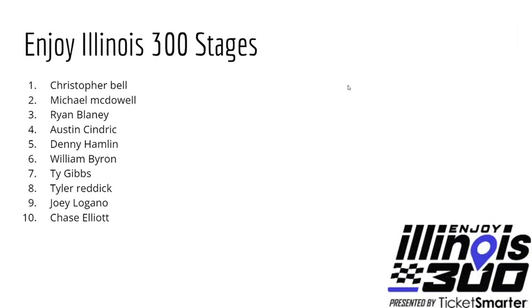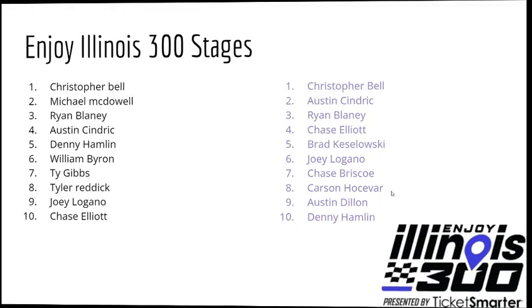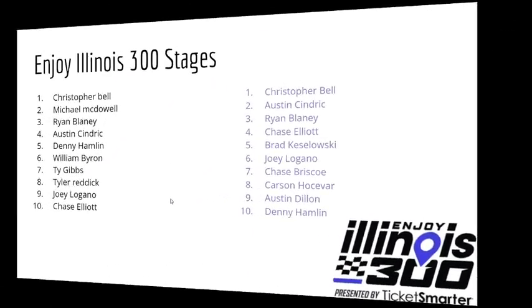The stages finished like this. Christopher Bell was first. Michael McDowell second. Ryan Blaney third. Austin Cindric fourth. Denny Hamlin fifth. William Byron sixth. Ty Gibbs 7th, Tyler Reddick 8th, 9th is Joey Logano, Chase Elliott is 10th. Stage 2 was Christopher Bell, Austin Cindric was 2nd, Ryan, who was eventually our race winner. We're going to talk about how he won that race actually in just a few minutes. Ryan Blaney 3rd, Chase Elliott 4th, Brad Keselowski 5th, 6th Joey Logano, 7th Chase Briscoe, 8th Carson Hocevar, 9th Austin Dillon, 10th was Denny Hamlin.